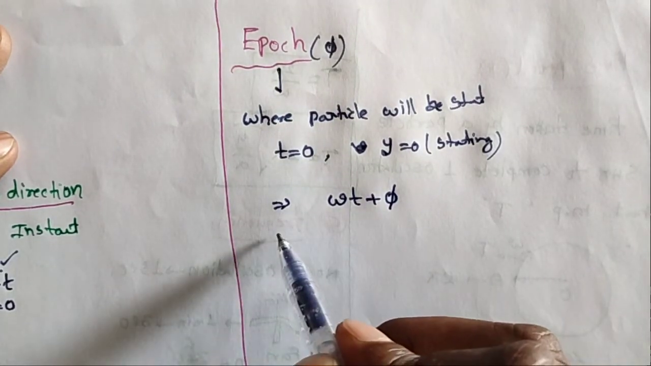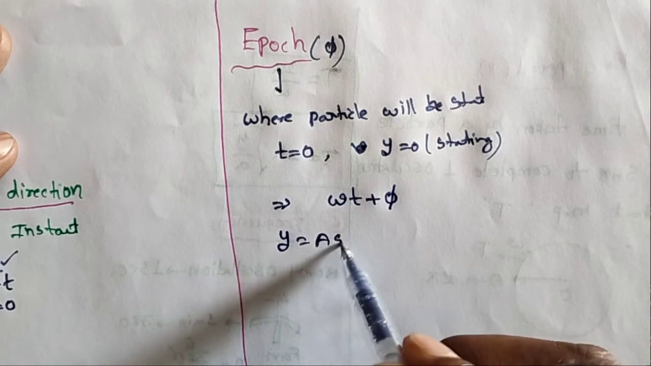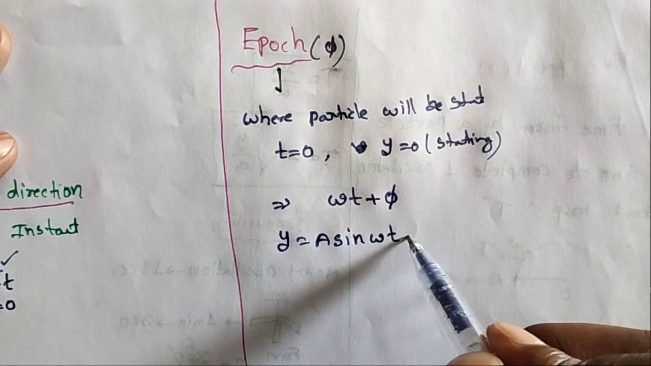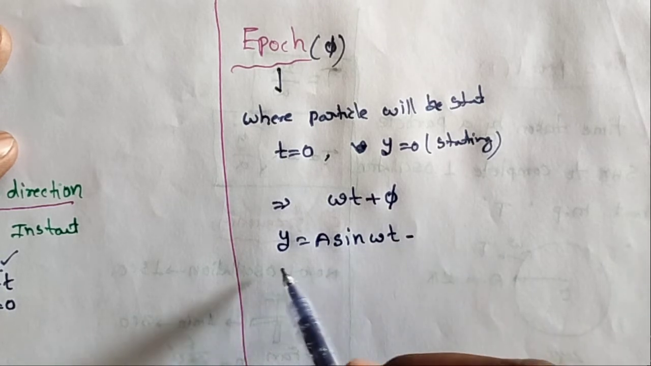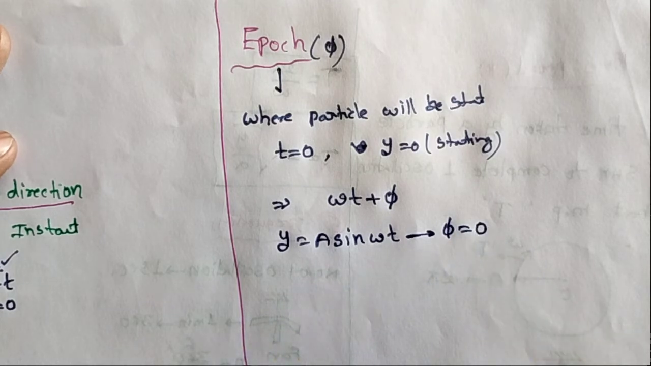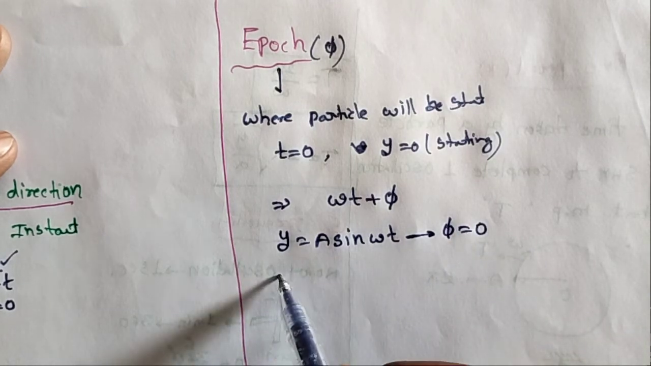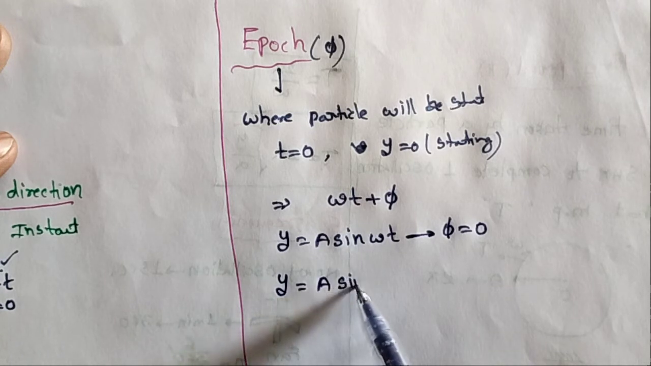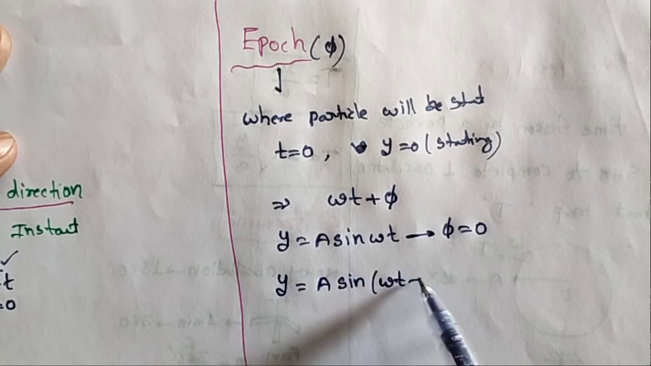So what is the displacement equation? y is equal to a sine theta, or a sine omega t. So what is the phi value here? Here phi is equal to 0. Epoch is equal to 0. Suppose the particle starts from another position. What is the equation? y is equal to a sine of omega t plus phi.